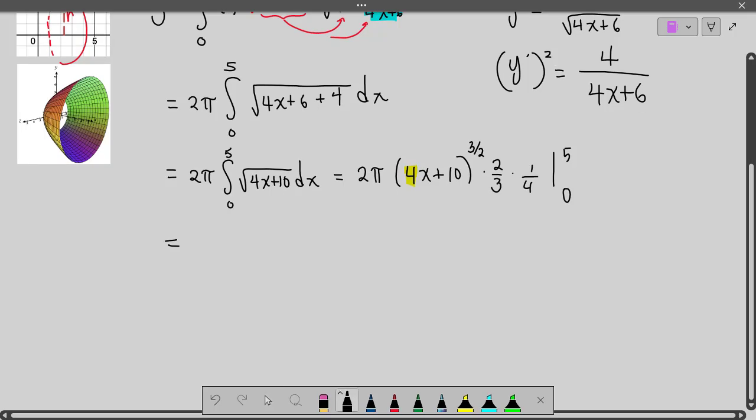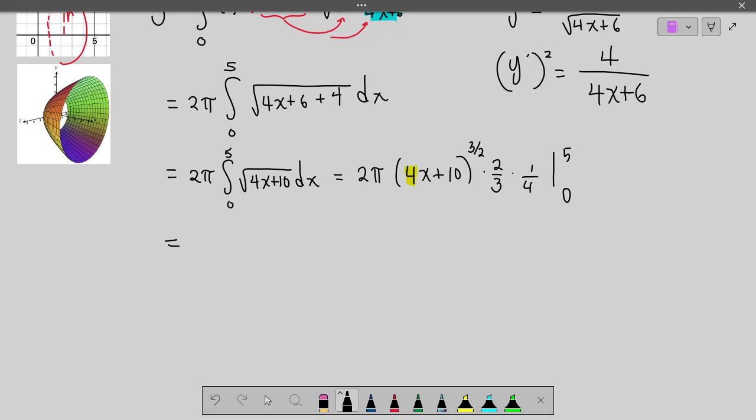Simplify our coefficients. Let's see. That's going to be 4 over 4. Those cancel, so it looks like just a pi thirds in front. So all the constants are combined on the outside. Then we look at that 3 halves power. Plugging in the 5 is going to give us 30 to the 3 halves, minus what to the 3 halves? 10 to the 3 halves. We'll plug 0 in right here. 4 times 0 is 0, plus 10 is 10, so we have 10 to the 3 halves.